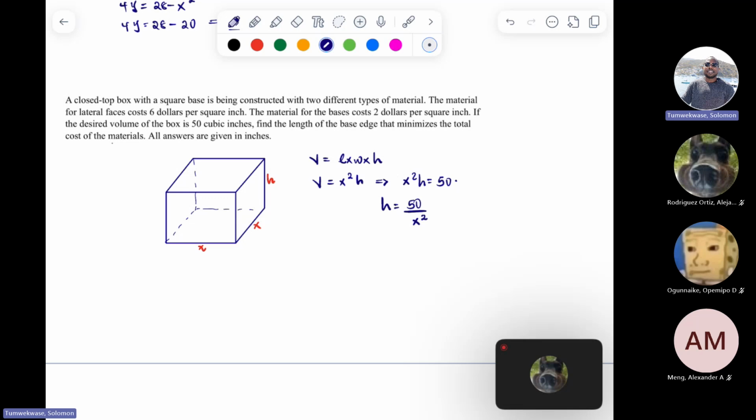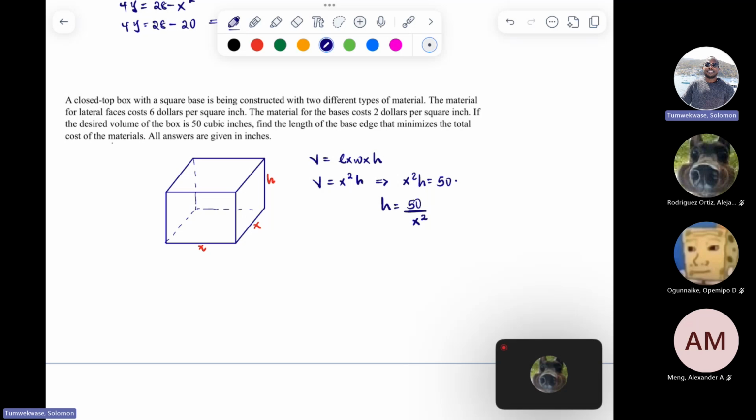Now, remember they are saying that the bases, so the top and the bottom, have a total area of what? So the area of the base, because the base is a square, the total area is length times width, which is just x squared.